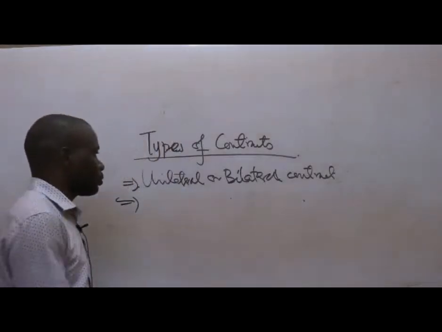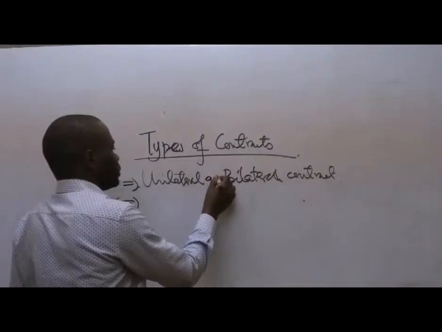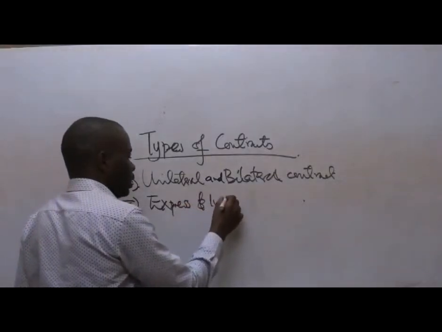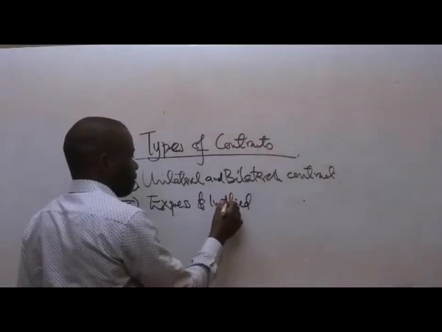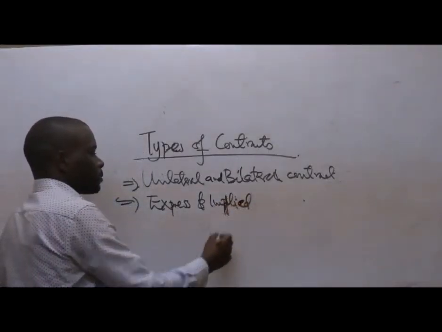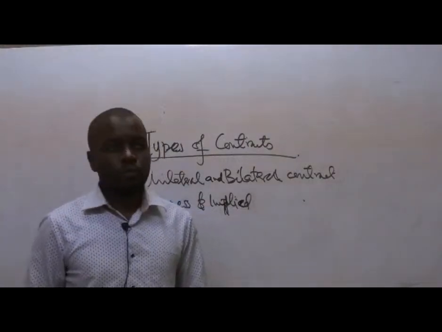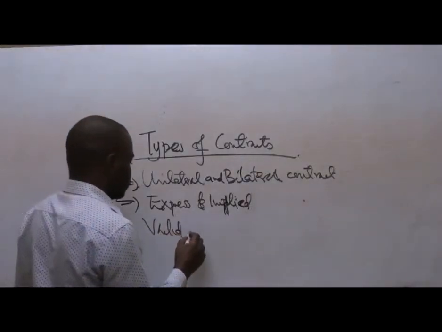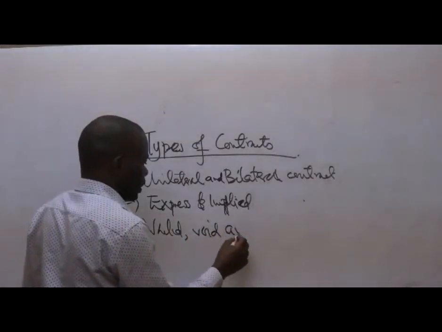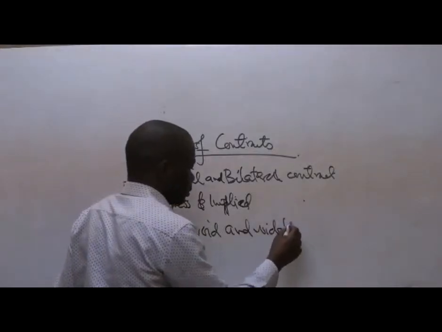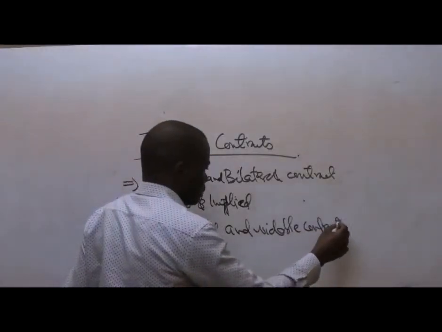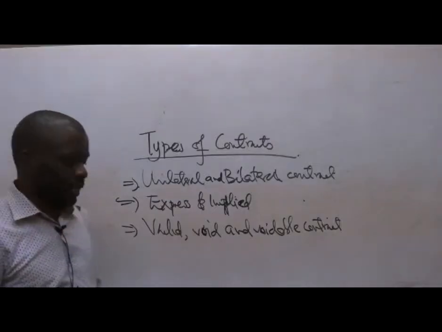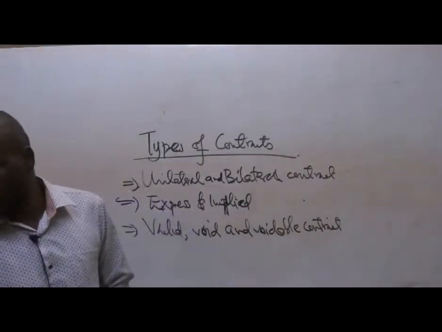Express and implied contracts. So these are instead of or, you can just say and. Express and implied contracts. Valid, void, and voidable contracts. So you can have valid, void, and voidable contracts.